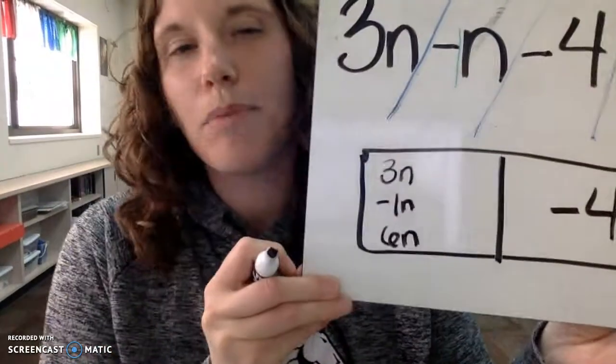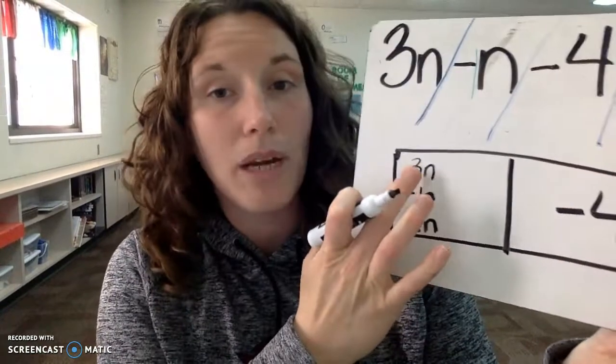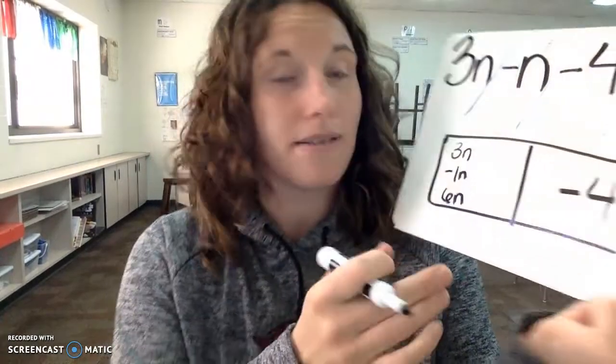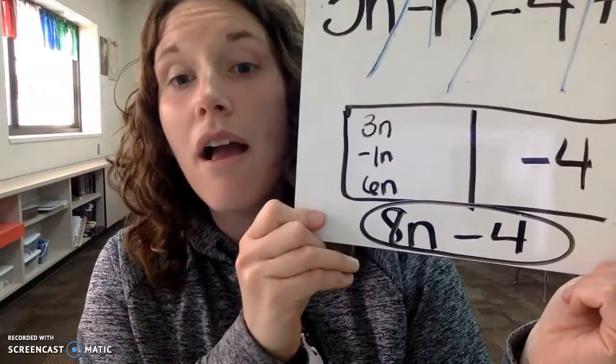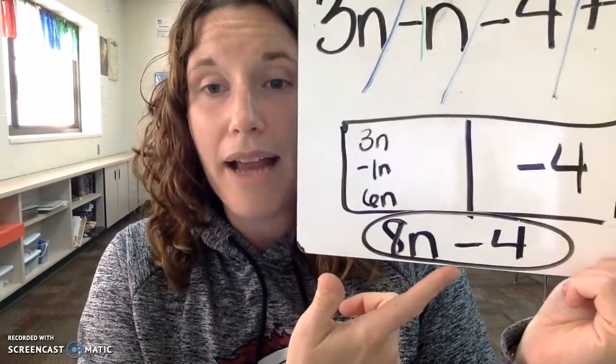So kind of like what I did before, where I just combined all of those together. I said 3 minus 1 is 2, and then 2 plus 6 is 8. So then I would have 8n, and then I just attach that minus 4. So remember, same thing, it's interchangeable. There's your vocab word for the day. So my answer is 8n minus 4.